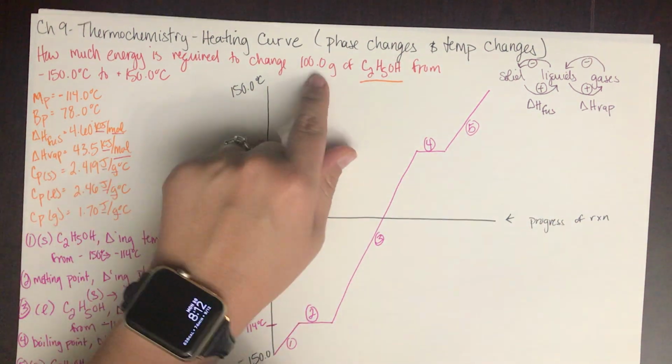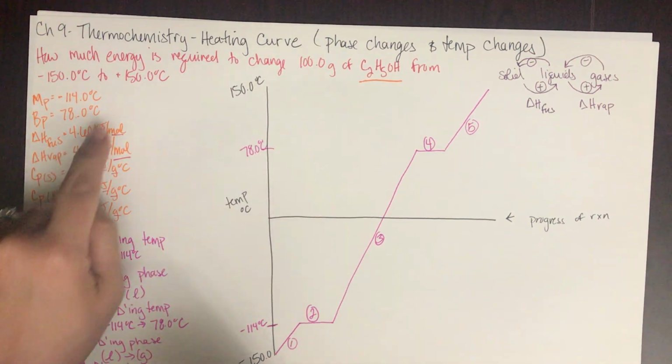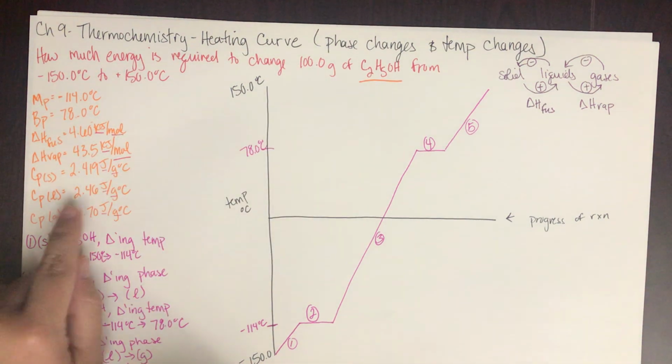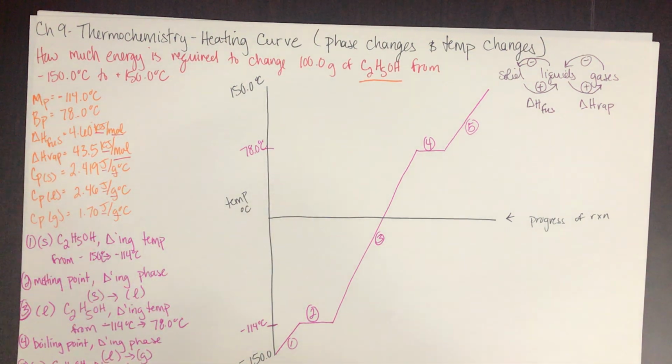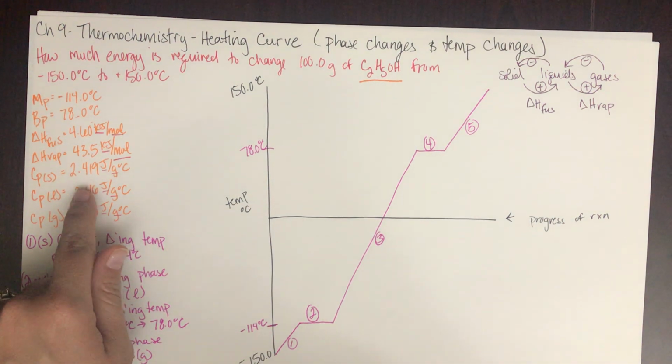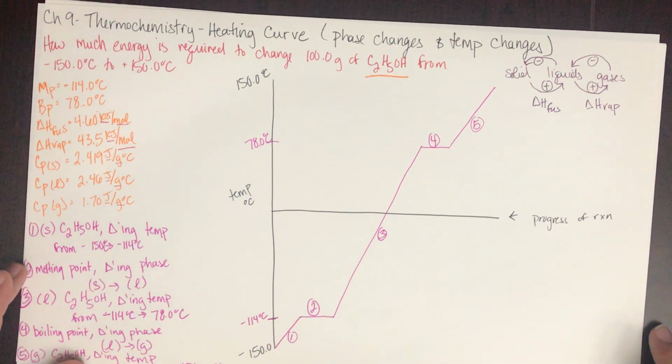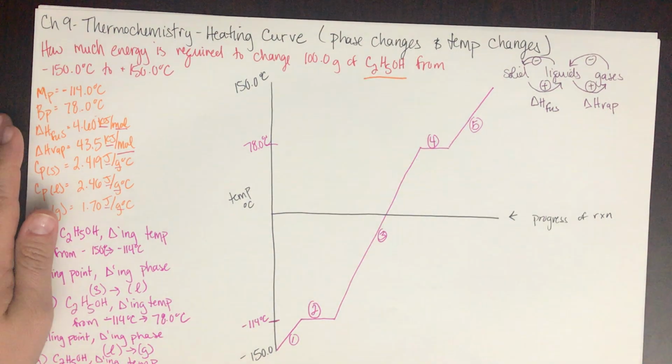So I'm going to need to convert 100 grams of ethanol to moles of ethanol to use for these steps. I'll use the 100 grams of ethanol for these specific heat steps. I also am going to convert these specific heat steps to kilojoules because in the end we're going to add steps 1 through 5 together, and that will give us the total energy required to change 100.0 grams of ethanol from negative 150 degrees to positive 150 degrees. Okay, so I'm just going to start from step 1 and work our way through.